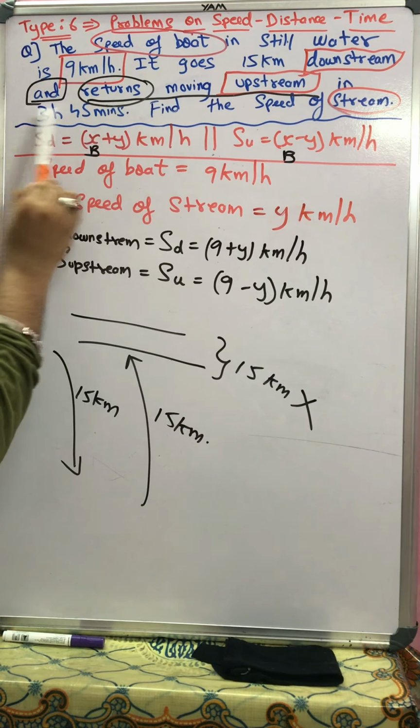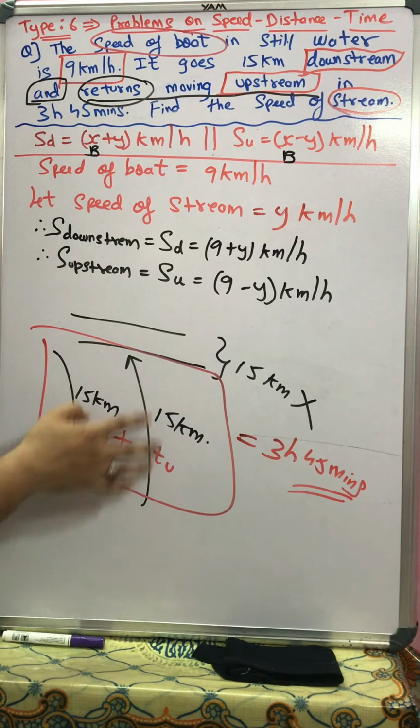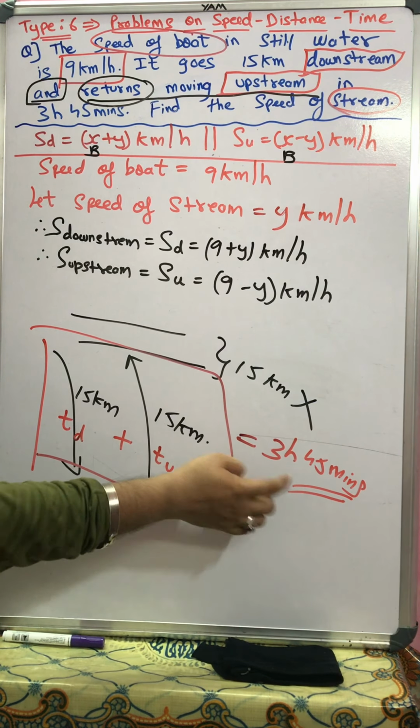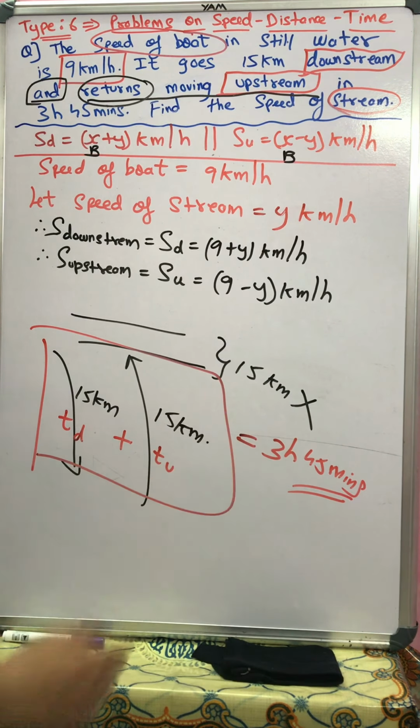So understand the story, please. The first thing I need to find is time for downstream. I'll put a case for downstream and find the time for downstream. Then I'll find time for upstream, and if I add both, I should get 3 hours 45 minutes. Okay. So hope you all understood the flow chart. If you want, please pause the video and copy this flow chart. Write a note. Okay. Let's start.